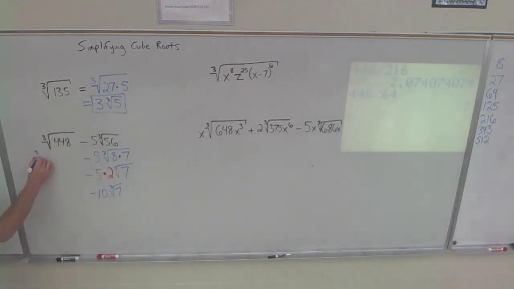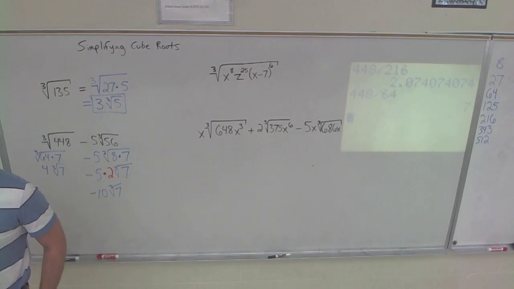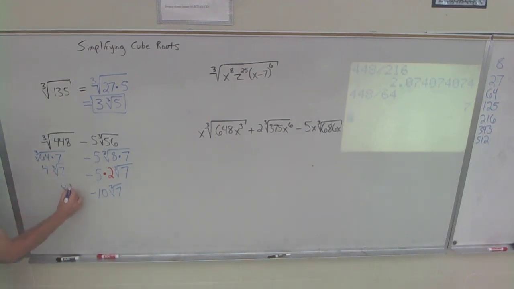So this guy is the cube root of 64 times what? 7. And the cube root of 64 we now know is 4. Cube root of 8 is 2, cube root of 27 is 3, cube root of 64 is 4. I realize that you have not thought about the cube root of 64 before. That's why I'm showing you now, so that it's not a shocker when you see it a lot in Algebra 2. So that's 4 cube roots of 7. That's all you can do with that.